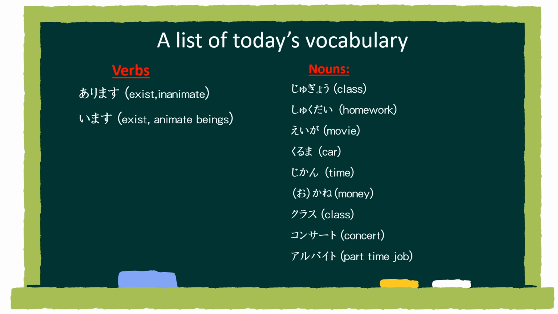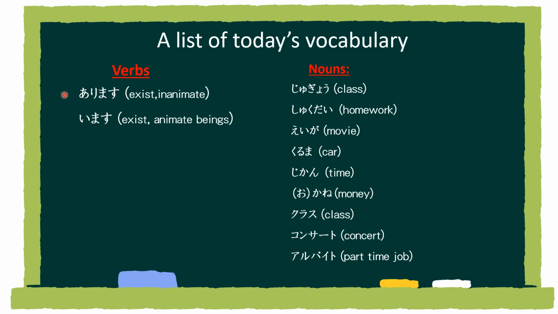First, let's look at the words that we'll be using in this episode. There are two verbs that we'll be learning today. あります and います。あります means to exist and it's used for inanimate things. います also means to exist, but it is used for animate beings.